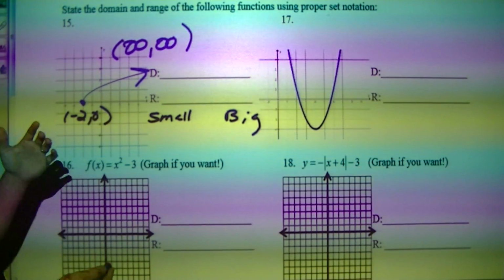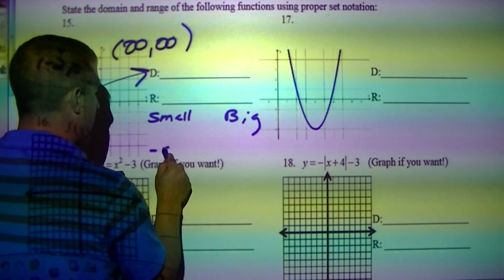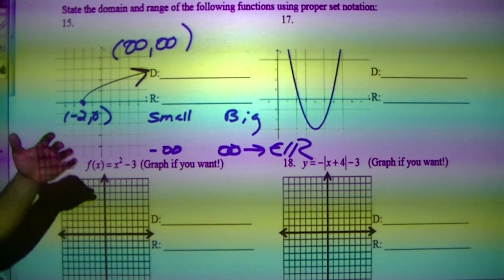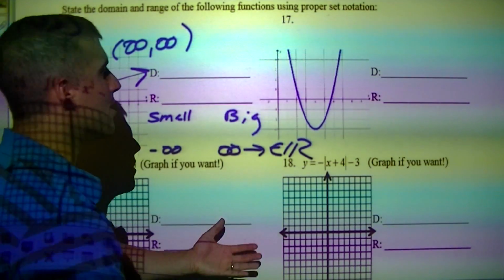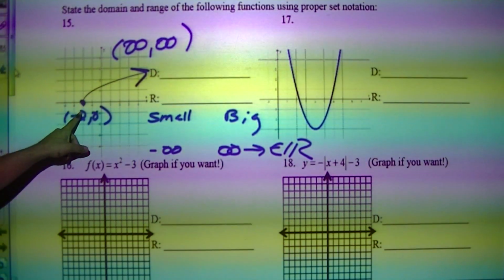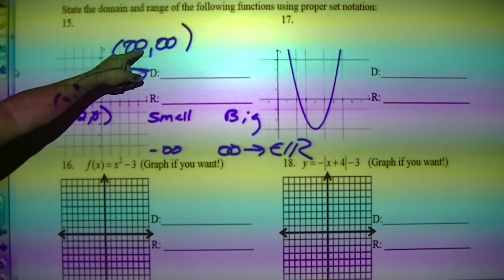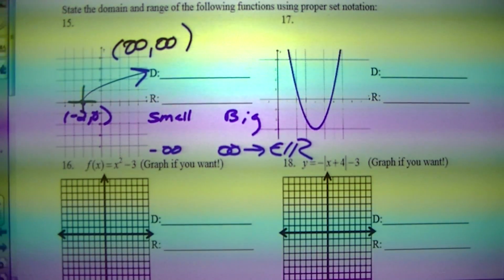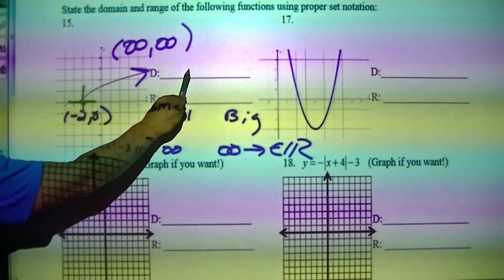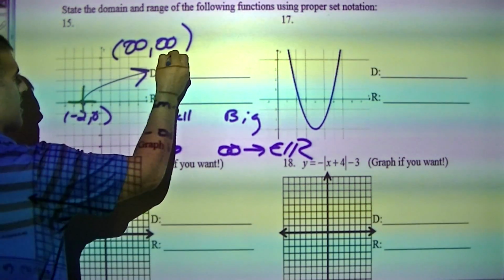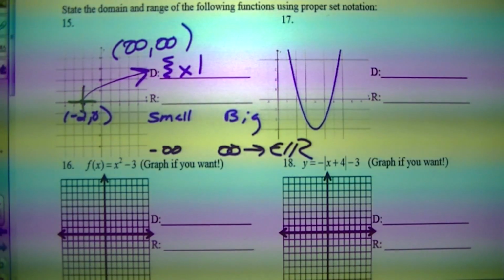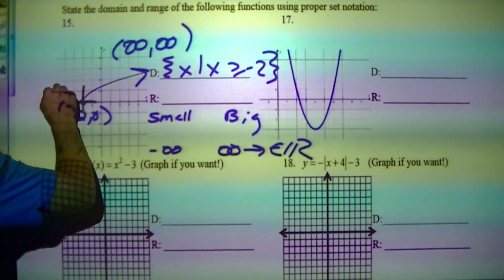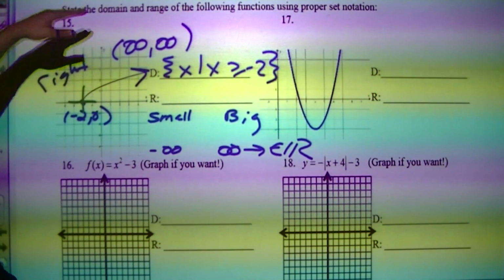Now, if both of those answers are, let's say, negative infinity to positive infinity, what you can write is all real numbers. That makes it a lot easier. If it's not one of those, you have to look at the graph. So the smallest x here is negative 2, biggest x is infinity. So because it's a number, I'm going to look here and say, what's the graph doing? Since it's going to the right, all real numbers x such that x is greater than or equal to negative 2 because it goes to the right. If it would have gone to the left, it would have been negative infinity.